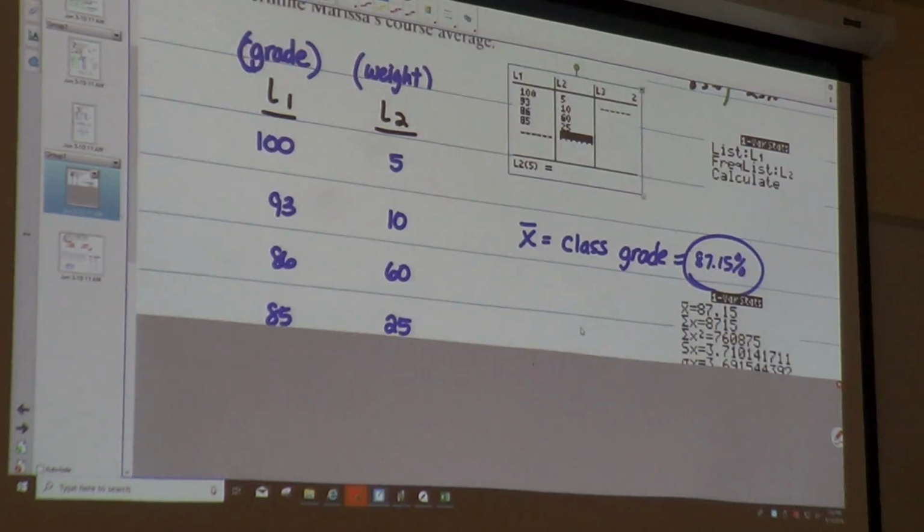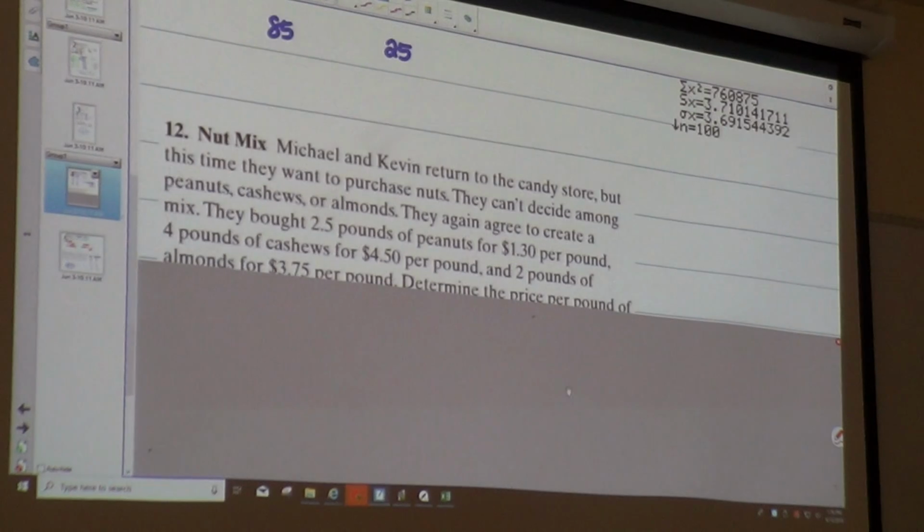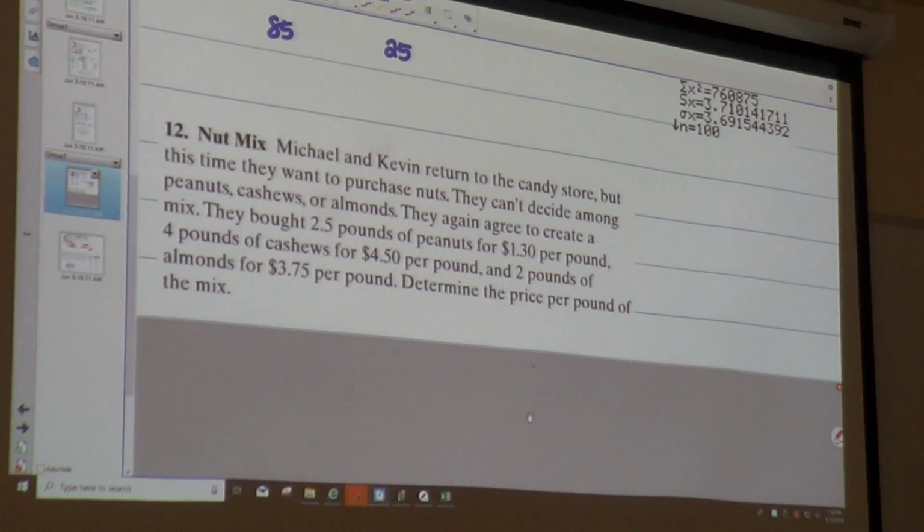All right, there's a couple more examples. We're not going to make you do every single one of them, but just to show you. This one's pretty cool. You go to the candy store, you can't decide between peanuts, cashews, or almonds, and they agree to mix it for you. Well, they've got to know what to charge you, because they're mixing all this together. You buy 2.5 pounds of peanuts for $1.30 per pound, 4 pounds of cashews for $4.50 per pound, 2 pounds of almonds for $3.75 per pound. Determine the price per pound.